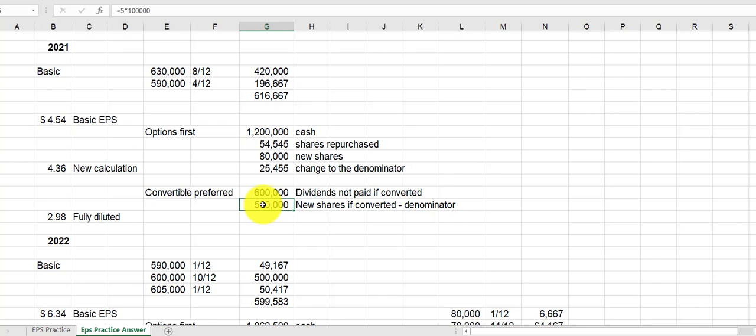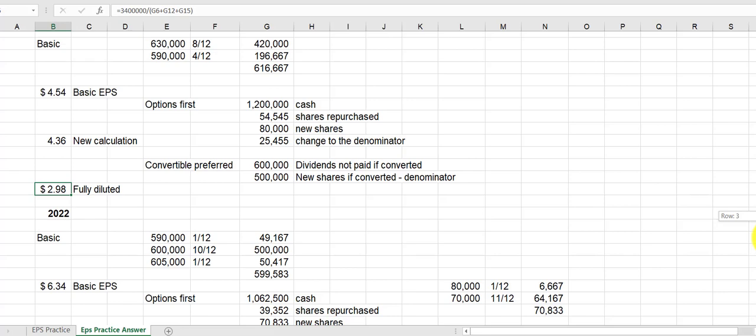So we're going to add that to the denominator, the bottom number of our formula. So our formula ends up being 3.4 million divided by the 616 plus the 25,455 plus the 500,000. And you see that it drops substantially. That's kind of exaggerated from what you would find in real life. You almost never see that kind of drop because of dilution, but we made it nice and obvious there. So it's down to $2.98 fully diluted earnings per share.